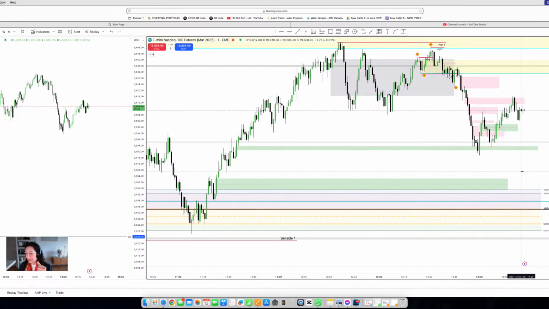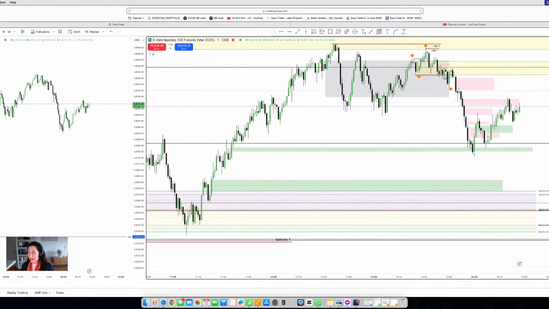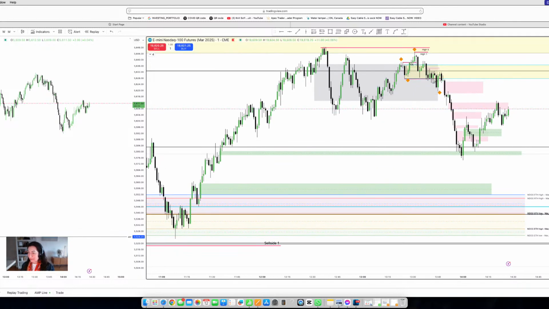But this is one of those trades where back in the day I would have been bored and taken this kind of cheap trade. That's what it is. It's just cheap trades. It's not even a C setup. It's just the market take your money kind of trade.